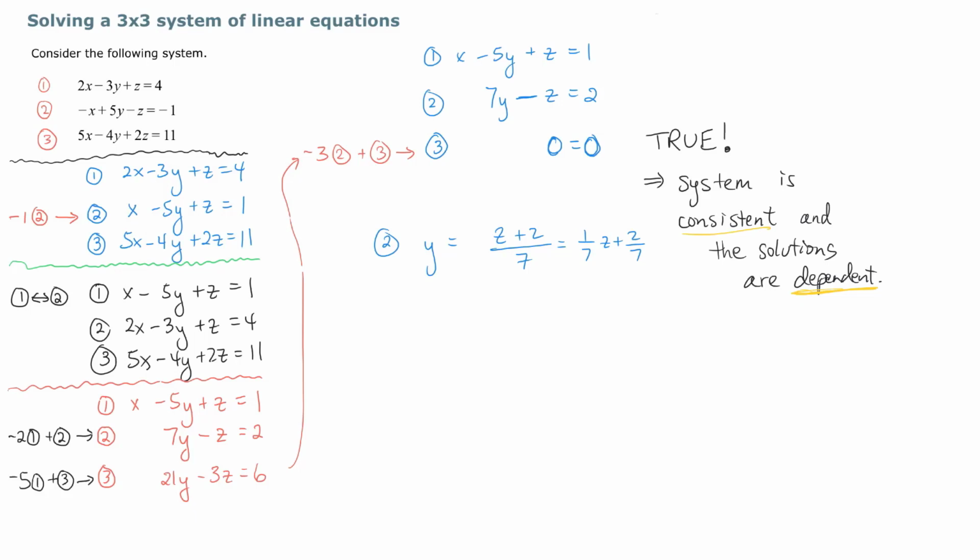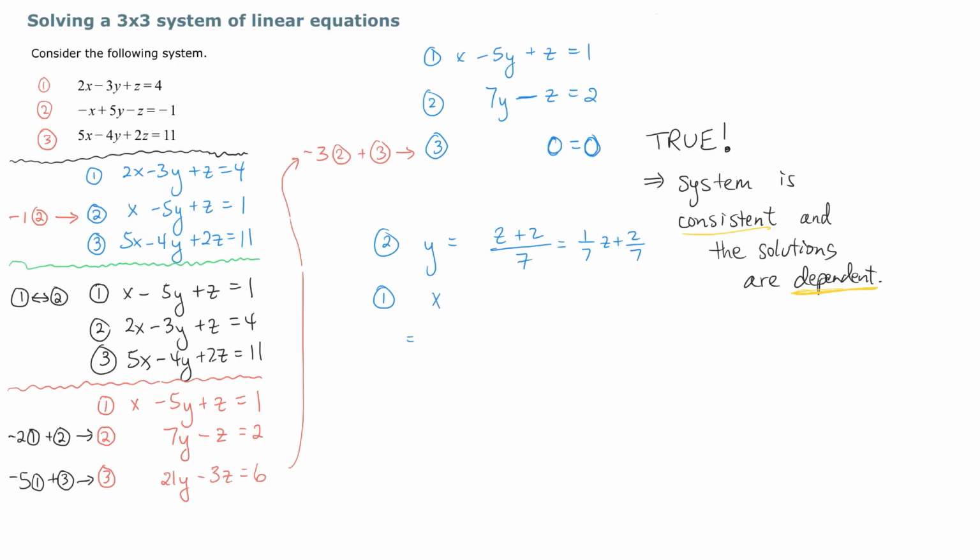Let's look at x now. Well, we know y is dependent on z. Well, x is dependent on y and z. So can we find x? Let's find out. I'm going to go back to equation 1. What we're doing right now is something called back substituting. We're going to go back to equation 1 and solve for x.